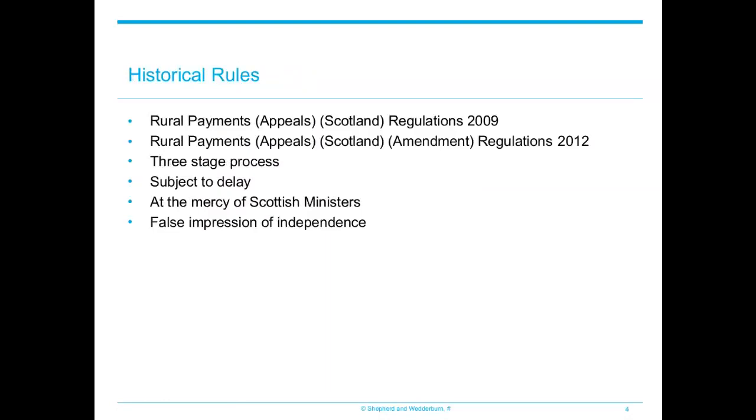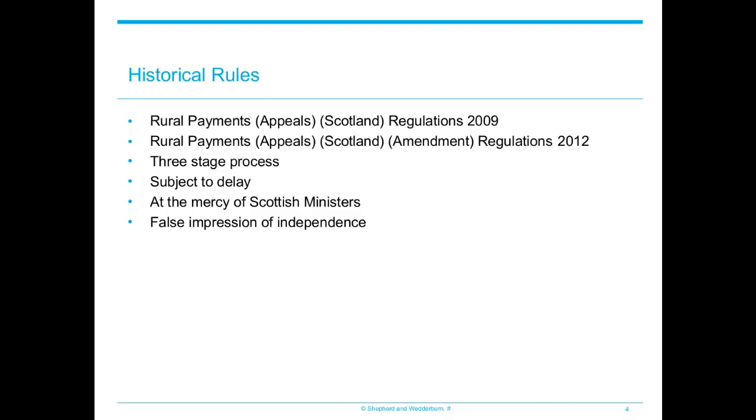I'd like to begin, however, with a backward glance at the historical rules which did apply to the appeal process, which will help understanding the current process. Previously, the rules were contained in the Rural Payments Appeals Scotland Regulations 2009 as amended by regulations in 2012. These regulations themselves were simply the latest incarnation of a number of regulations in relation to the appeal process, which had been in existence really since the start of the IACS scheme way back in 1994.